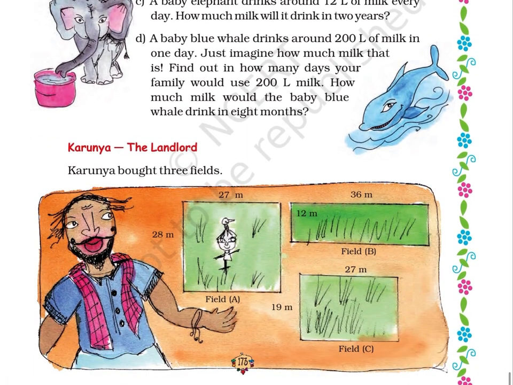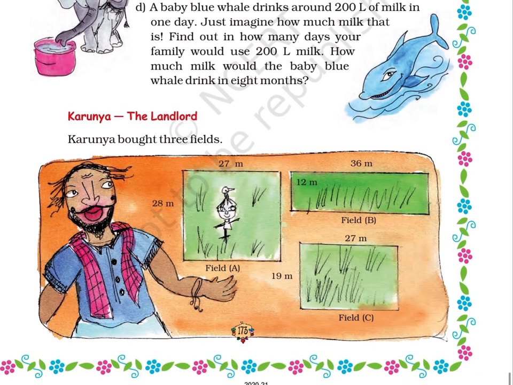Karunya, the landlord. Karunya bought 3 fields. There's a picture of Karunya in a box with 3 different fields marked as Field A, Field B, and Field C. The dimensions of all the sides are also mentioned on each of the fields. Field A is 27 meters by 28 meters, Field B is 36 meters by 12 meters, and Field C is 27 meters by 19 meters.